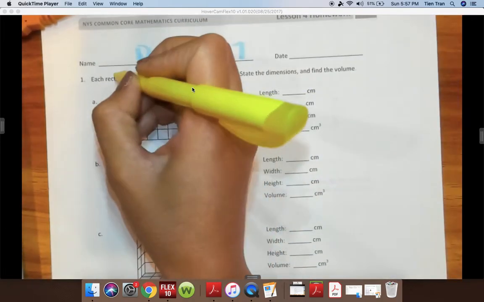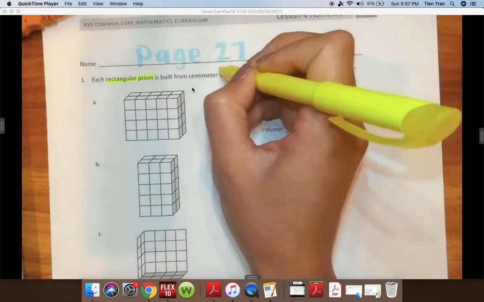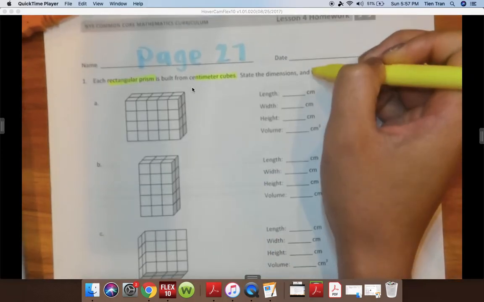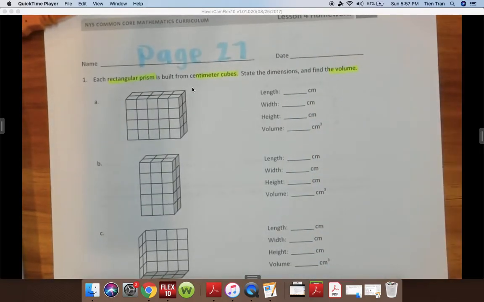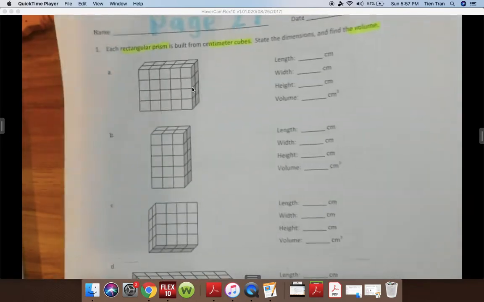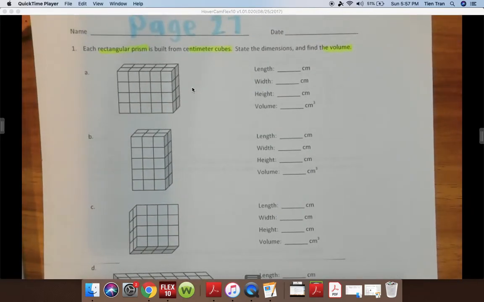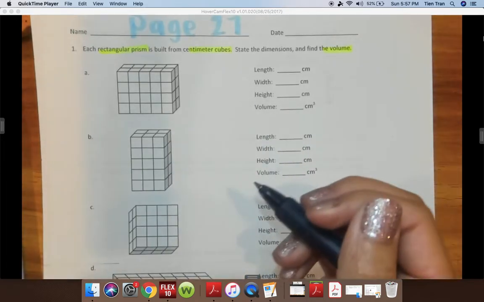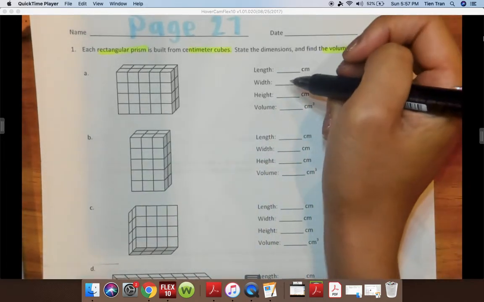Each rectangular prism is built from centimeter cubes. State the dimensions and find the volume. So it is a review of the problem set. If you can do this by yourself, then yeah, definitely try. If you can't, then make sure you're still following along and listening so you know what you're doing.